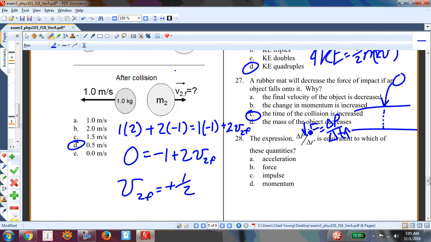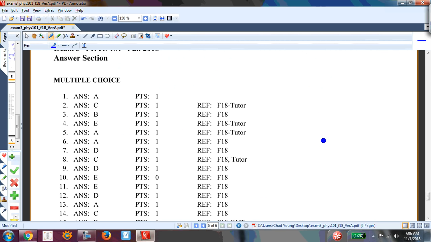All right, delta P over delta T, what is that equal to? That's equal to our force. It's not acceleration, it's not impulse. Impulse would be delta P. It's not momentum, that would be m times v. And it's not acceleration, though it's close. This is actually the mass times the acceleration. So B is the right answer. All right, so that's 28.